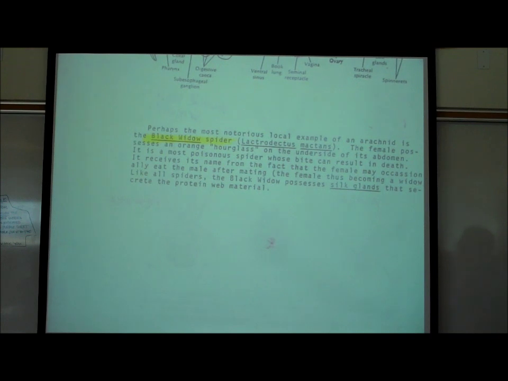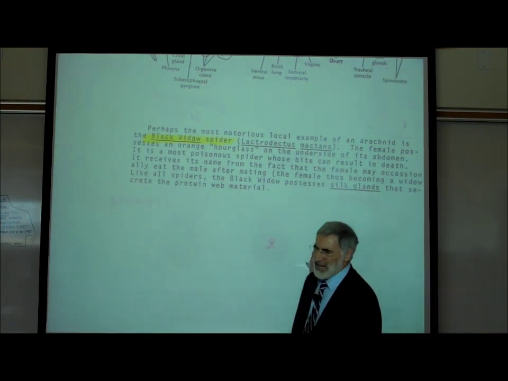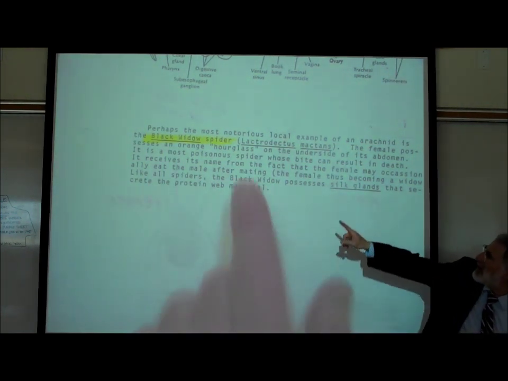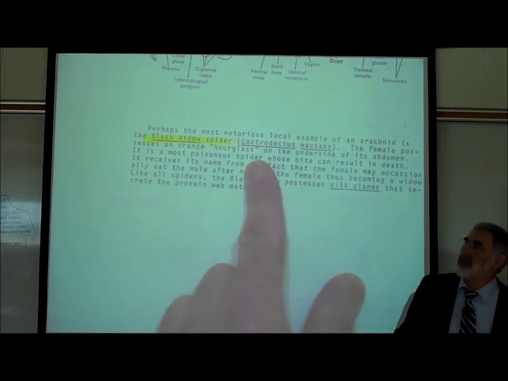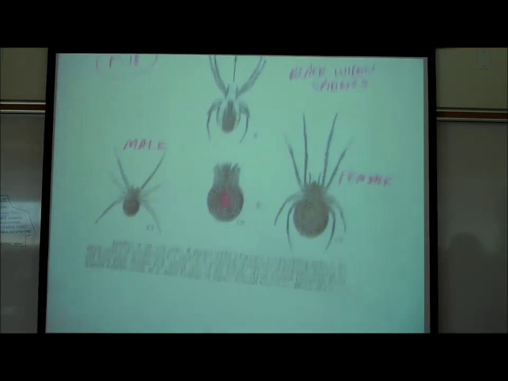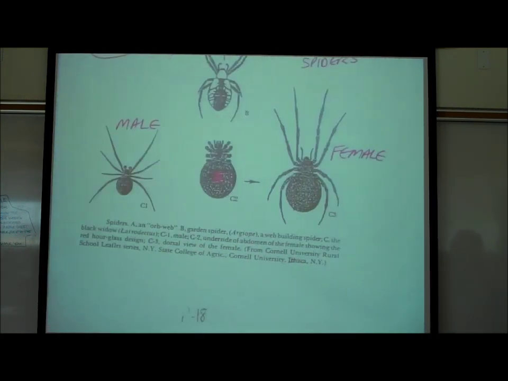Certainly don't have to know its scientific name. How do you recognize a black widow spider? Well, I talk about recognizing that at least the female has an orange hourglass on its underside. You can see this actually on the next page, P18, on the bottom of P18.